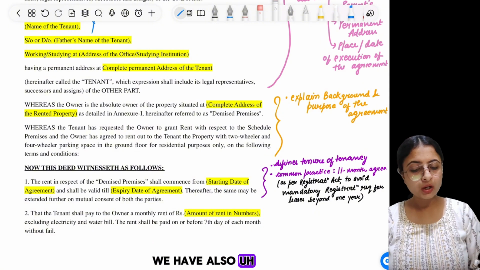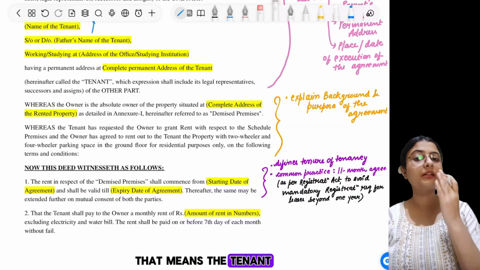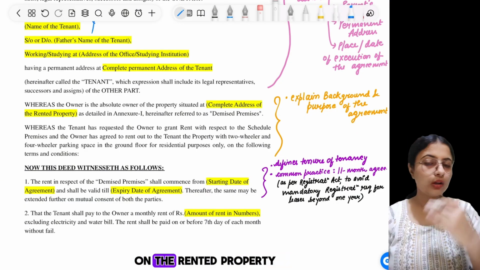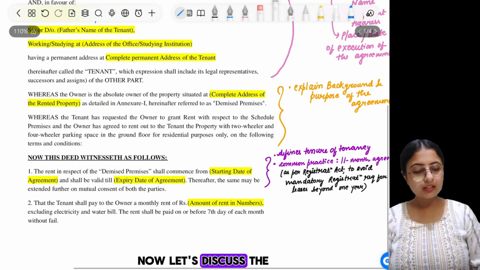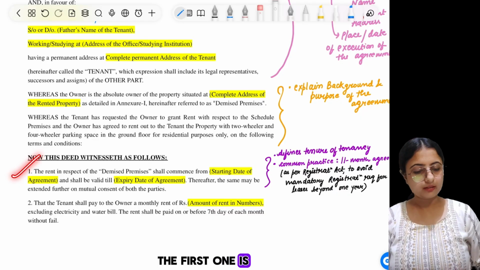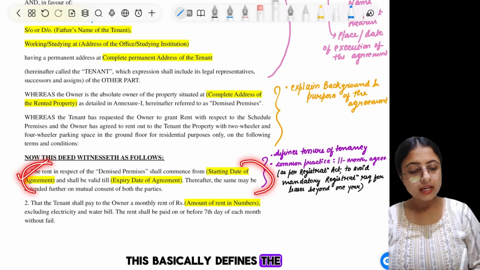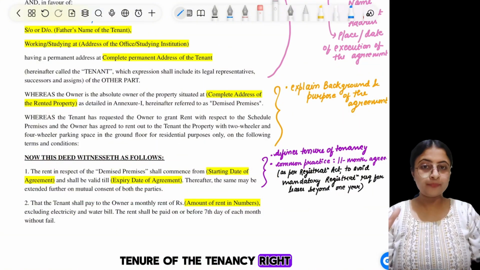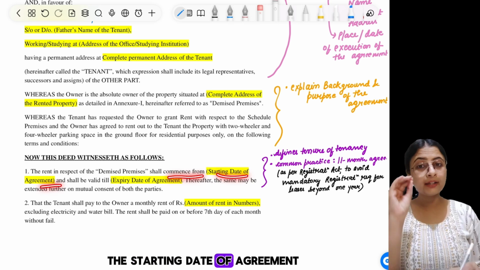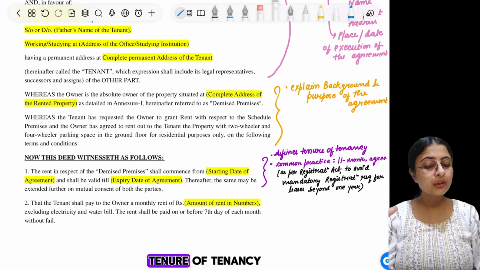Rest, we have also mentioned that the property is rented out only for residential purposes. That means the tenant is not allowed to carry on any business or commercial activity on the rented property. Now let's discuss the further terms and conditions of this agreement. The first one basically defines the tenure of the tenancy, right? It shall commence from the starting date of the agreement and shall be valid until the expiry date of the agreement.